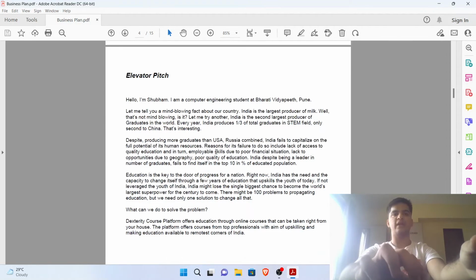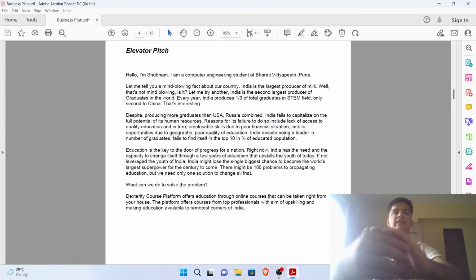So moving on to the elevator pitch. The elevator pitch starts with a mind-blowing fact about the country, that India produces the second largest number of graduates in the world. And in spite of that, we are lagging behind many countries that are way smaller than us in terms of population and in terms of size. The reason for that is lack of skills, and that is another reason to run the business.